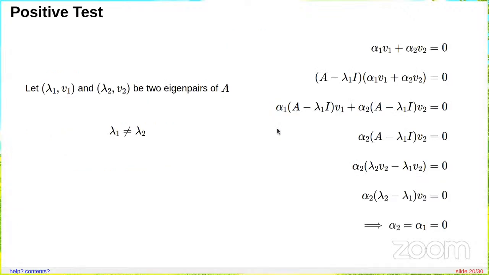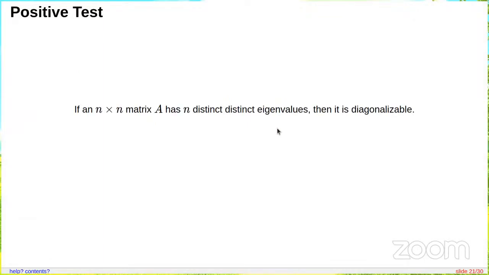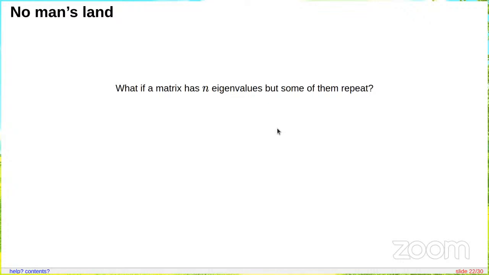Okay, so any questions on this positive test? There are two tests that we have seen. The negative test is mainly with respect to the number of eigenvalues that you have. If you don't have n of them, then you can't diagonalize the matrix. This positive test is if you have n distinct eigenvalues, then you can diagonalize the matrix. Between these two, there is one more question which you can ask, right? What if a matrix has n eigenvalues, but some of them repeat? Do you all see where this question comes from?